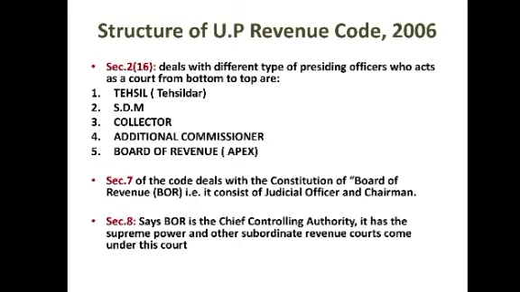Now section 7 of the code deals with the constitution of the Board of Revenue. That is, it consists of judicial officers and a chairman. Further, section 8 says the Board of Revenue is the chief controlling authority. It has the supreme power, and subordinate revenue courts come under this code. It is just like the High Court, which acts as the supervisory apex court in the state. In the same way, the Board of Revenue is the apex court in terms of revenue codes. That is, all the other subordinate revenue courts are under the Board of Revenue.